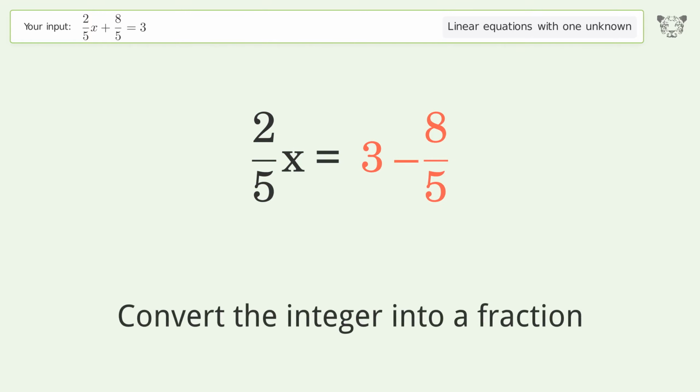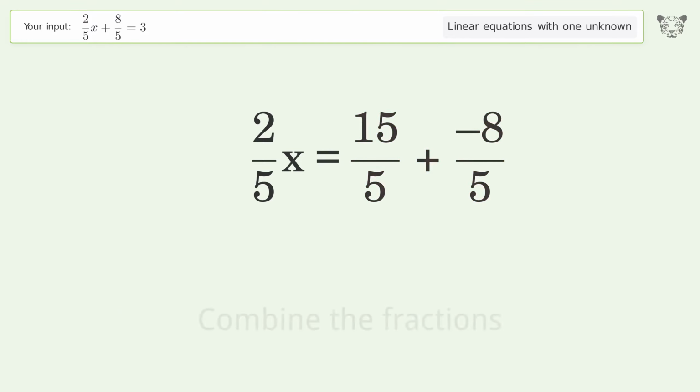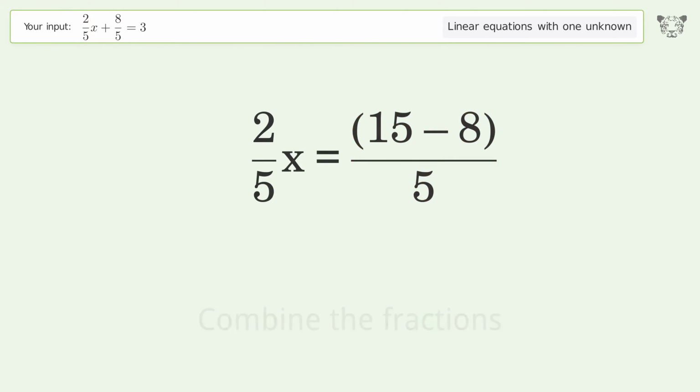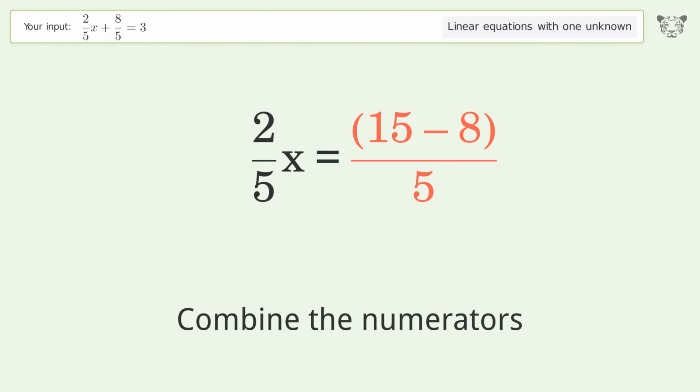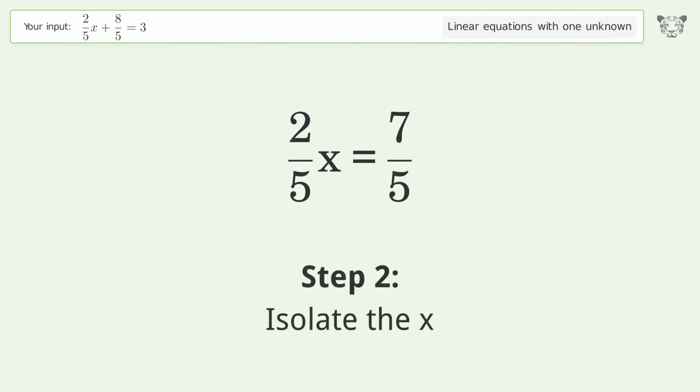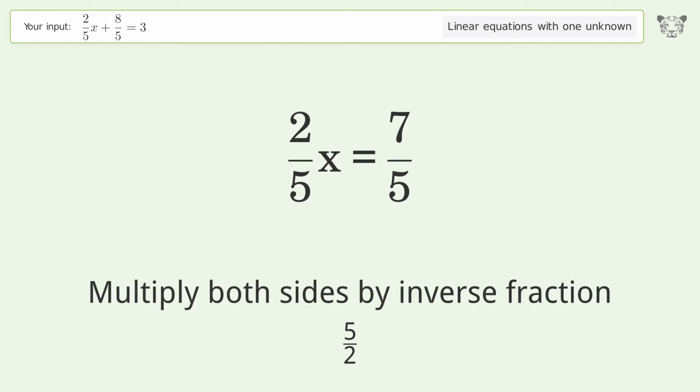Convert the integer into a fraction. Combine the fractions. Combine the numerators. Isolate the x. Multiply both sides by the inverse fraction 5/2.